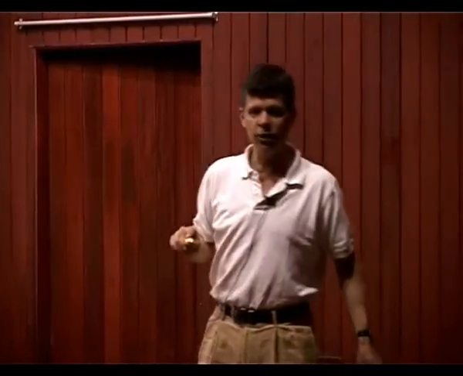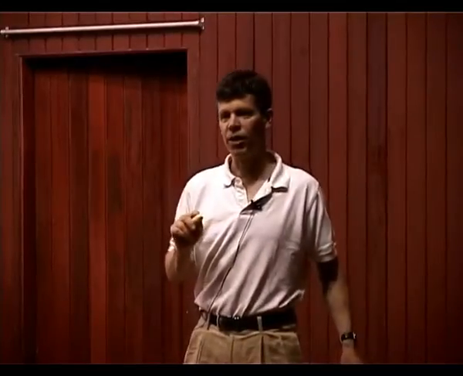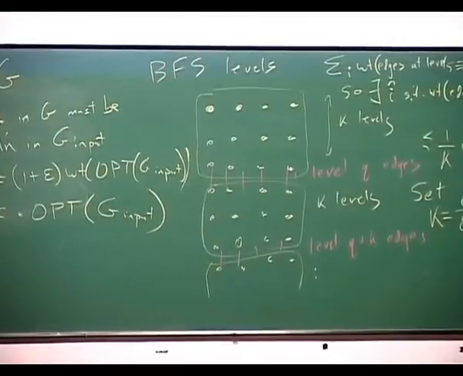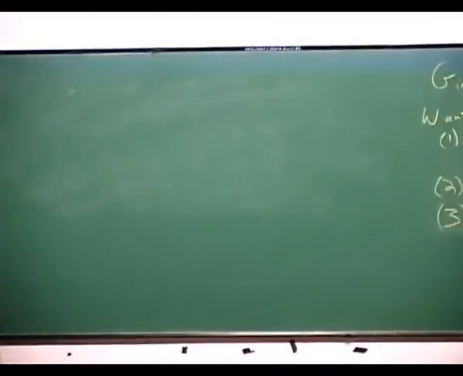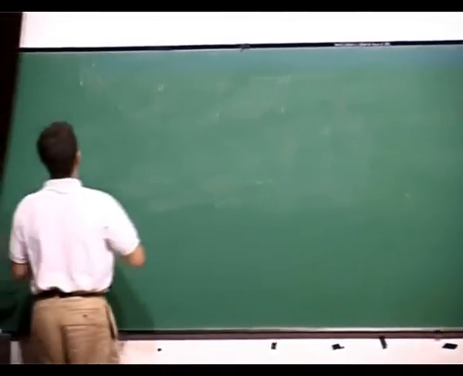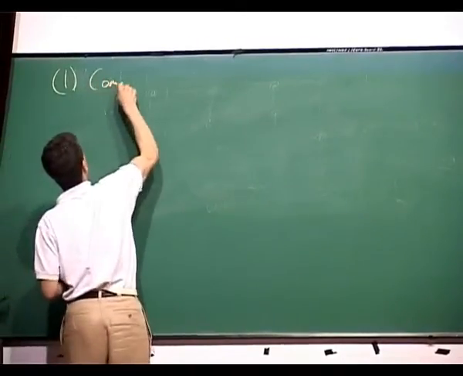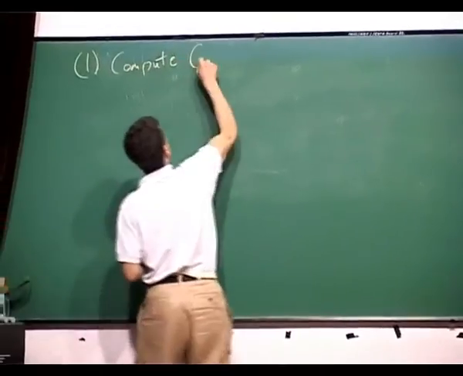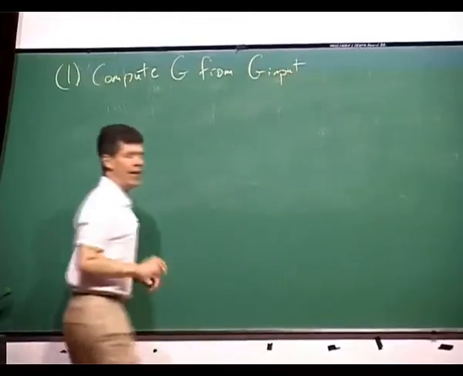So you see what we're doing? We're setting k to be C over epsilon. What does that do? I'll write out the equations. First, the algorithm. Somehow we compute this G from G input.